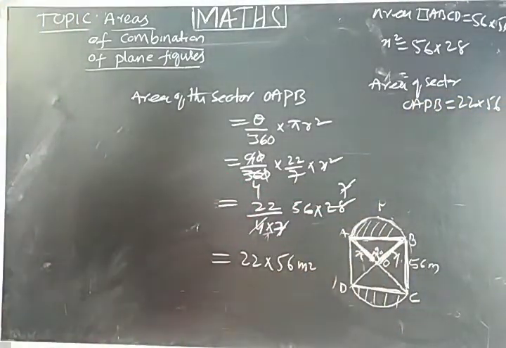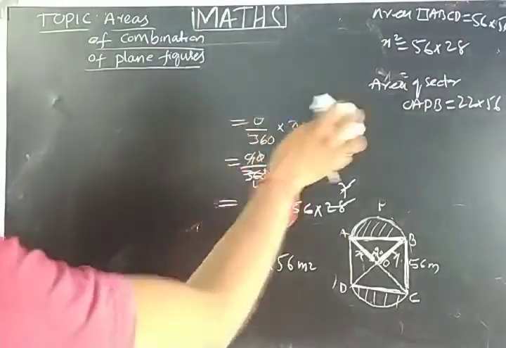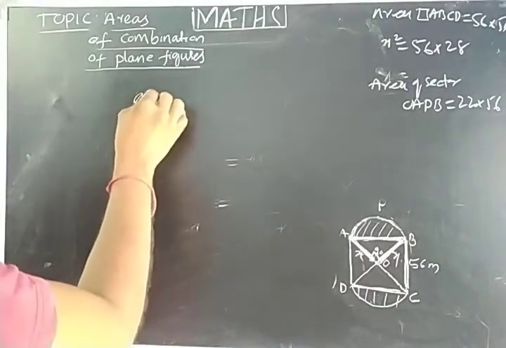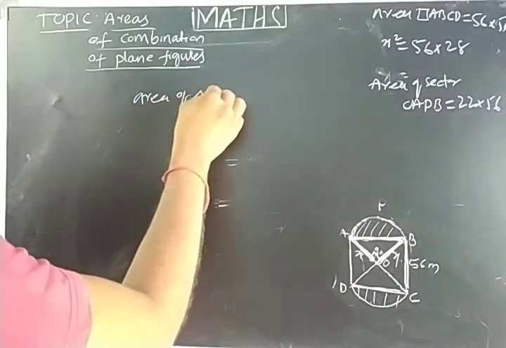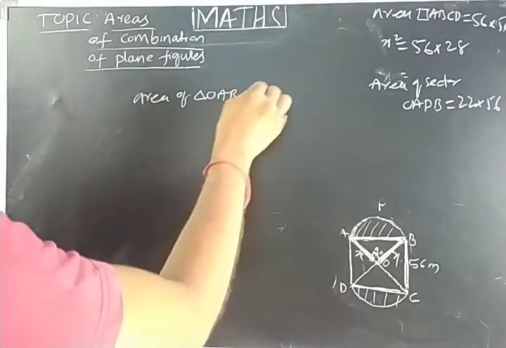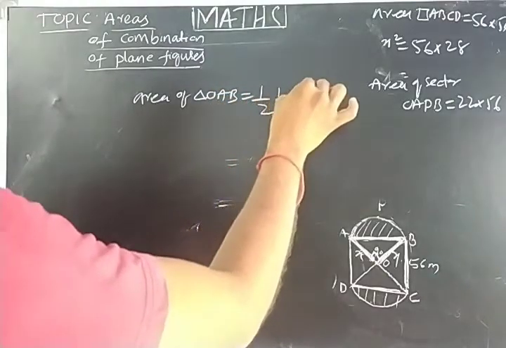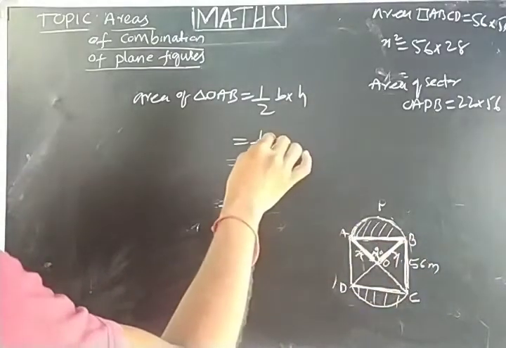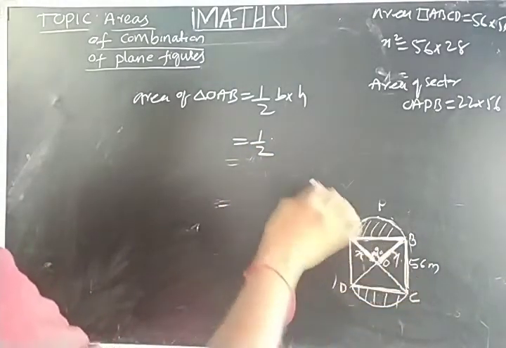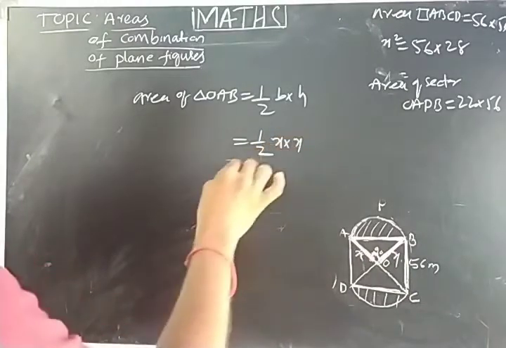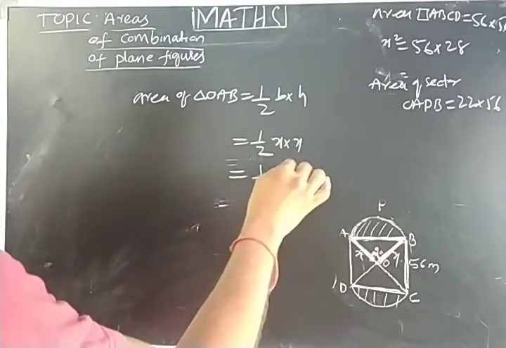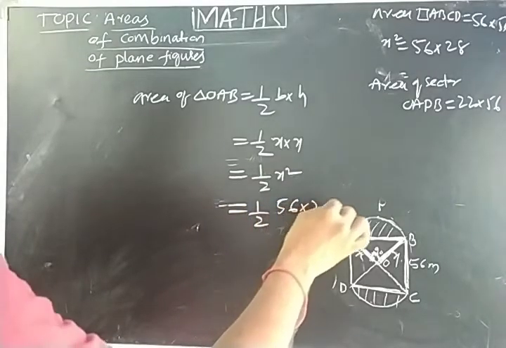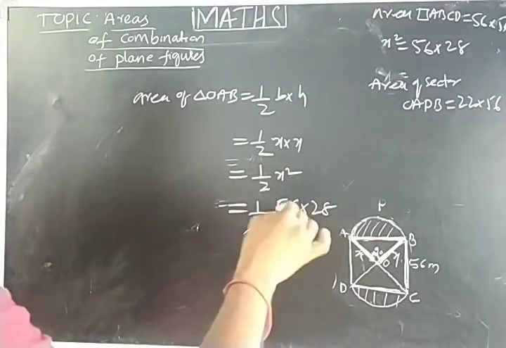Now I am going to find the area of the triangle. I got the sector area, now the area of triangle OAB is equal to half into base into height. Half into what is the base? If OB is the base, OA is the height. Why? Because here we have 90 degrees. So x into x, 1 by 2 x squared. Again the x squared value, 1 by 2 of 56 into 28, right? That is 28 into 28.